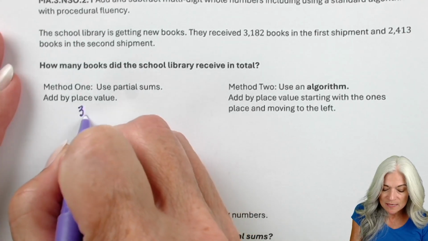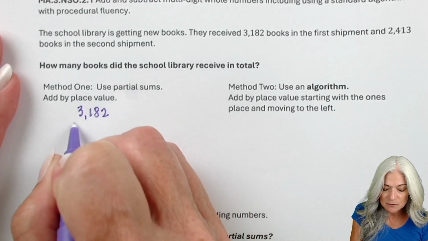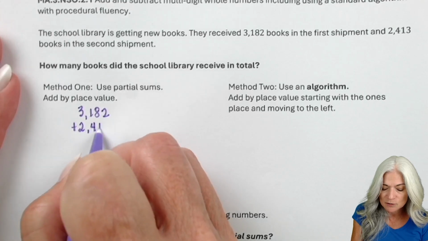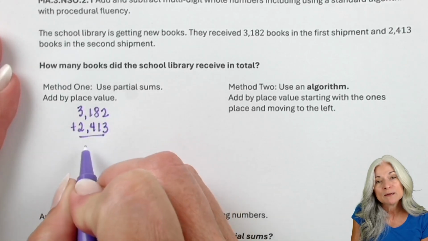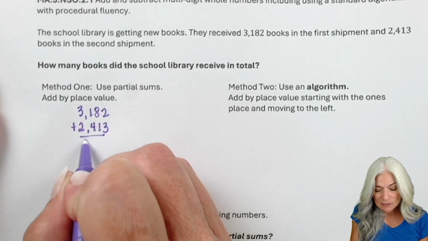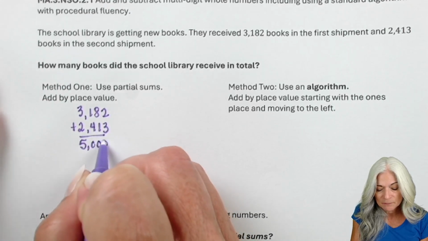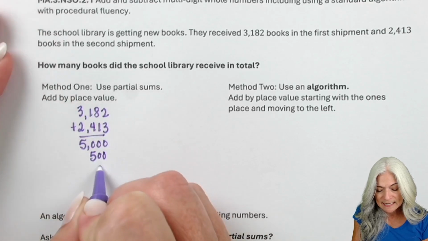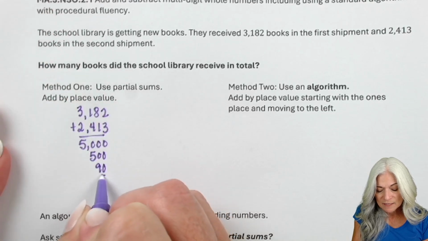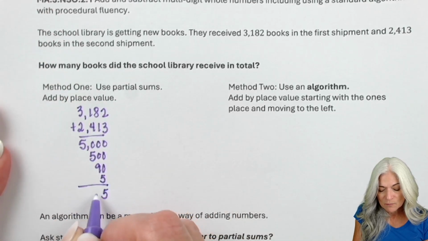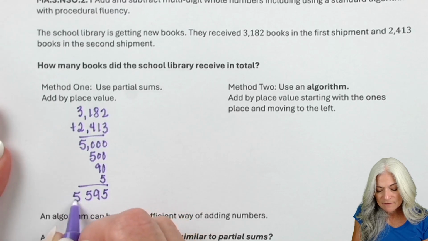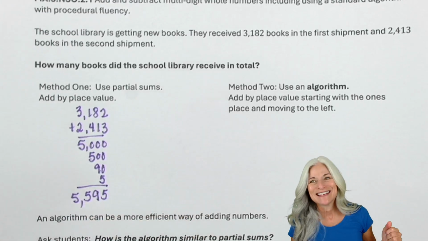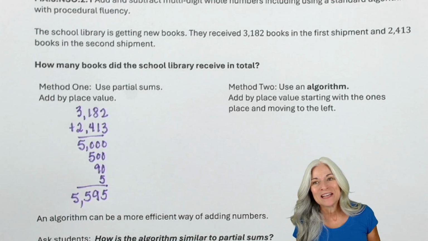So we would have 3,182 plus 2,413. So if we're using partial sums, 3,000 and 2,000 is 5,000. 100 and 400 is 500. 80 and 10 is 90. And 2 plus 3 is 5. So we get 5,595.